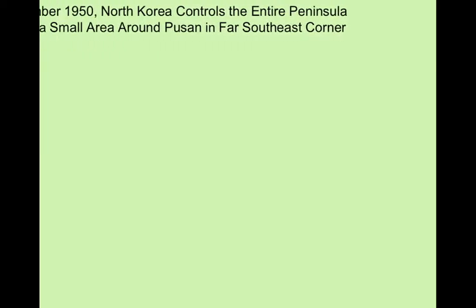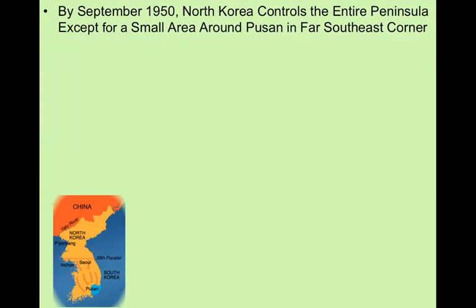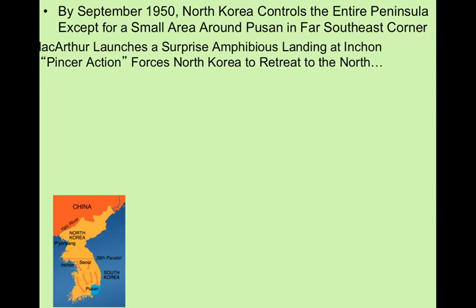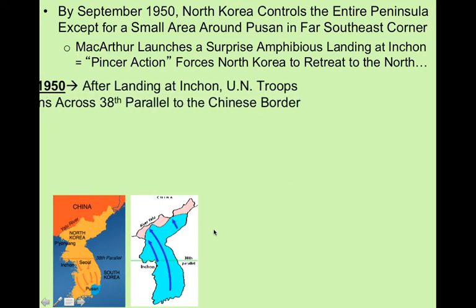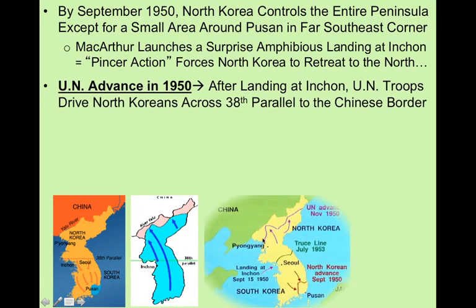And so by the time we get there, North Korea had pushed all the way down to the far corner of Korea around Busan. Okay, it is then when MacArthur lands here in Incheon and does a pincer movement, kind of cuts them off and surrounds them, and forces their troops all the way back up against the Chinese border here.